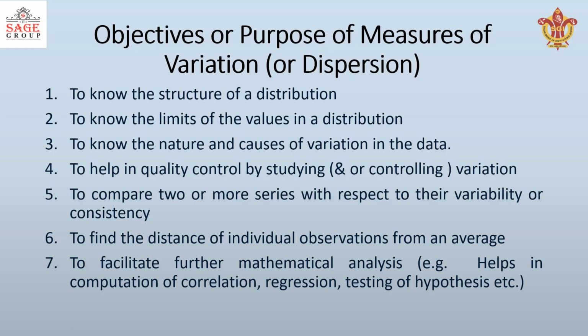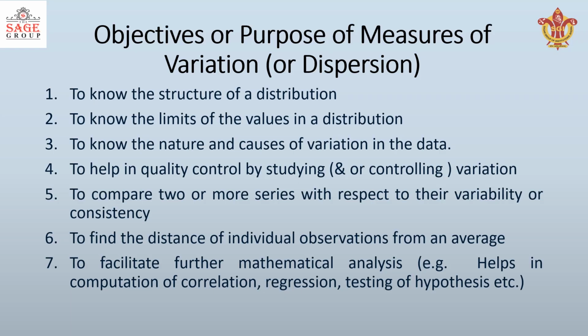Point number 2, to know the limits of values in a distribution. That is, it tells us about the least value and the highest value of a distribution. Point number 3, to know the nature and causes of variation in the data. 4th, to help in quality control by studying and or controlling variation. 5th, to compare two or more series with respect to their variability or consistency.